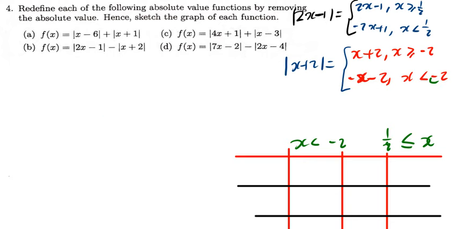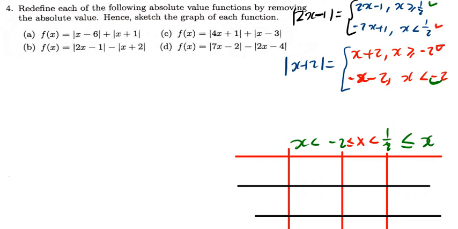In between here, I've used this, I've used that, and we are remaining with negative 2. In between now, talking about negative 2 being less than or equal to x, but again less than half. So negative 2 is less than or equal to x, which is the same as x is greater than or equal to negative 2. Then x is less than half. So I've used everything now.